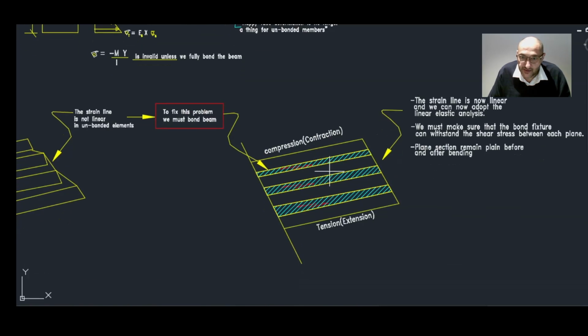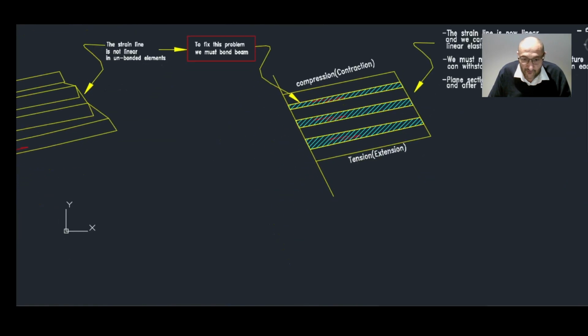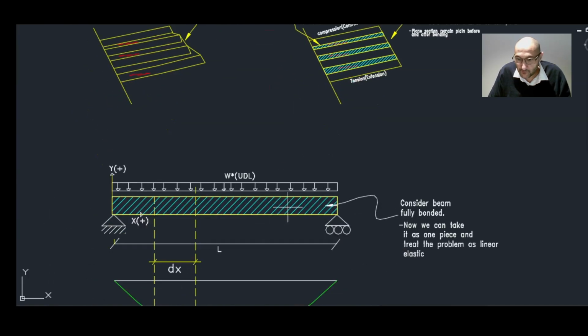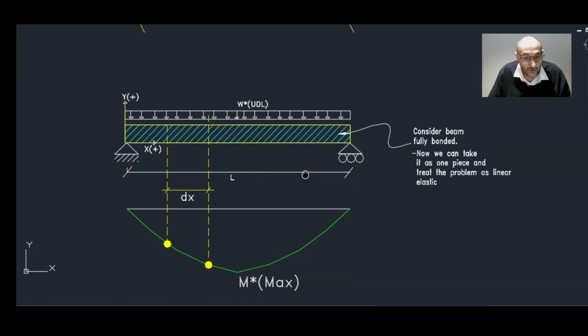But we must make sure though that the stresses that are through this plane can be taken by the fixture or the bonded material that we apply. Now let's consider we now have a fully bonded beam, so we can treat it as one piece, and then we can use the linear stress strain analysis.